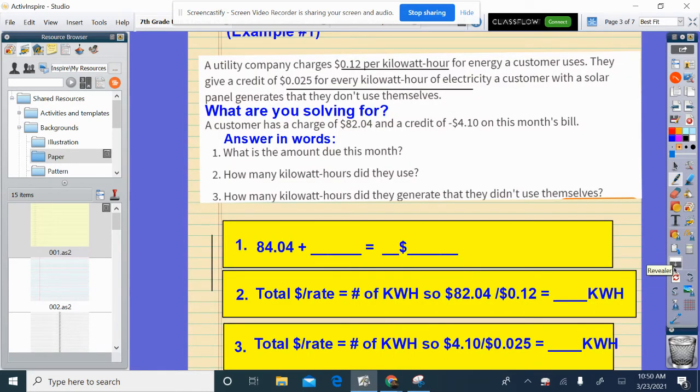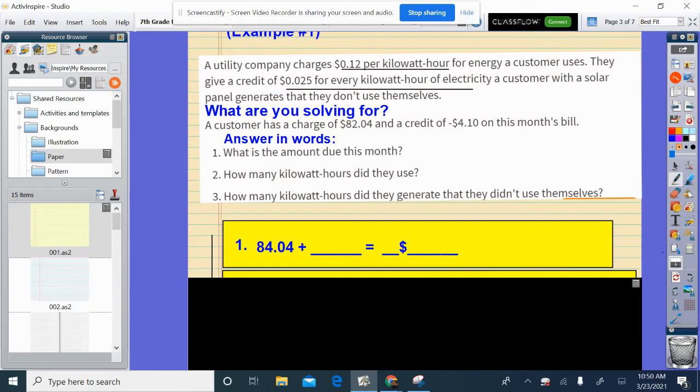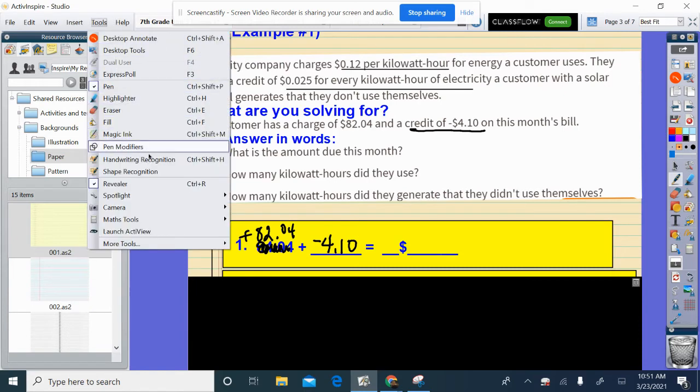And so we'll start here with this. Number one: what is the amount due this month? Well, I know that they have a charge of $82.04, so plus what? Well, they have this credit of negative $4.10. So that's positive $82.04 plus a negative $4.10. So I'm adding a positive and a negative.